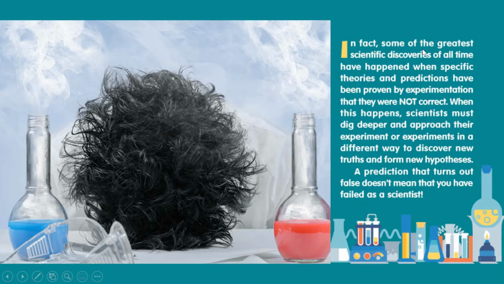In fact, some of the greatest scientific discoveries of all time have happened when specific theories and predictions have been proven by experimentation to be not correct. When this happens, scientists must dig deeper and approach their experiment or experiments in a different way to discover new truths and form new hypotheses. A prediction that turns out false doesn't mean that you have failed as a scientist.